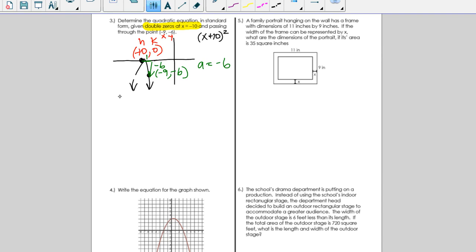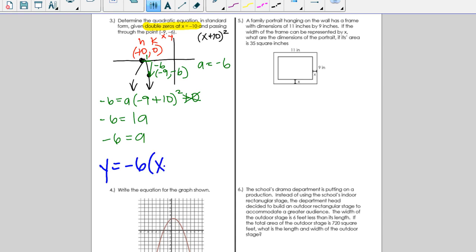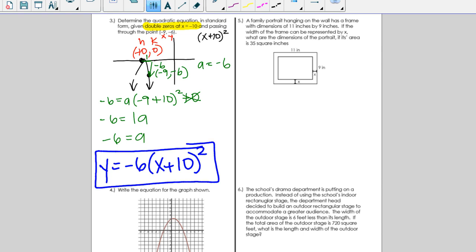So you should have -6 equals A times -9 minus a -10 squared plus 0. I'm not even going to worry about that, it's plus 0. -9 plus 10 is 1. 1 squared is 1. You have 1A. So you have -6 equals A. So your final answer is y equals -6 times x minus a -10 squared plus 0, which we don't write. And there we go. Okay.